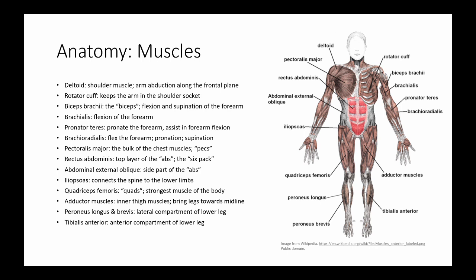Pectoralis major, or the pecs, forms the bulk of the chest muscles. Rectus abdominis is the top layer of the abs, and this forms a six-pack. Abdominal external oblique is the side part of the abs.